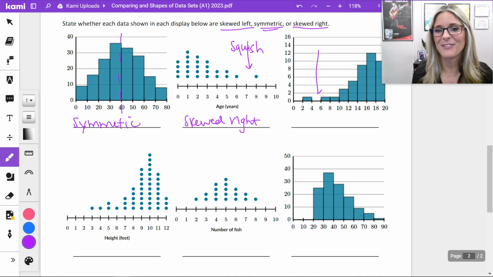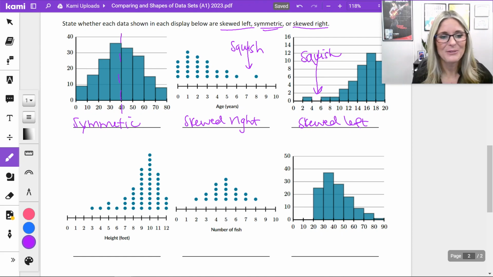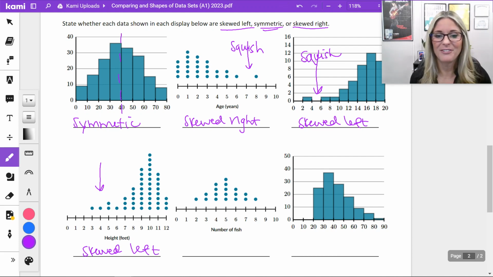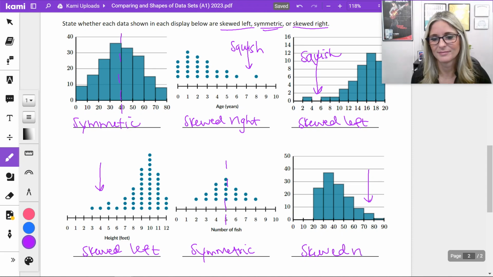In the next one, we've got a dip or a squish on the left side, so this is going to be skewed left. The next row, squished here on the left, so skewed left. The number of fish dot plot here looks very symmetric. And the last one, we've got a tail or a squish here on the right side, so skewed right.